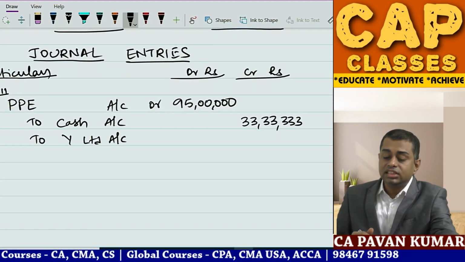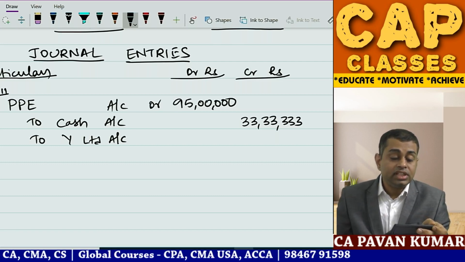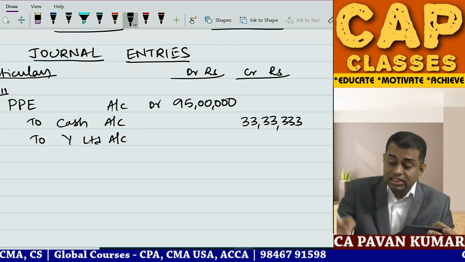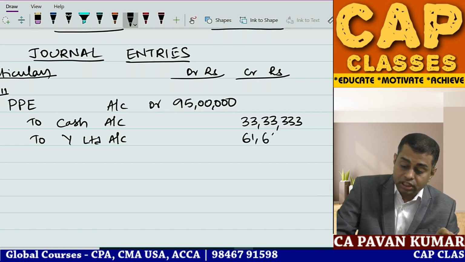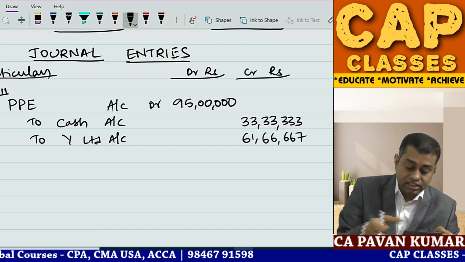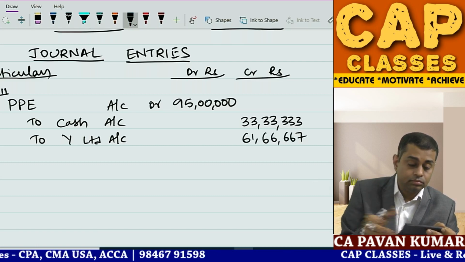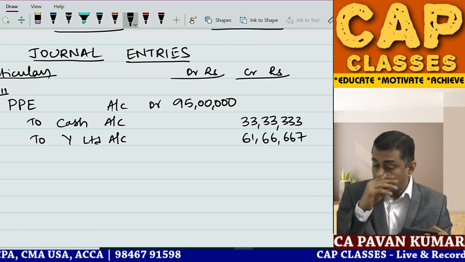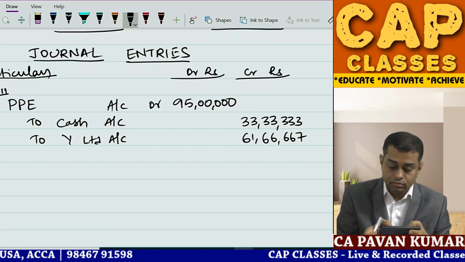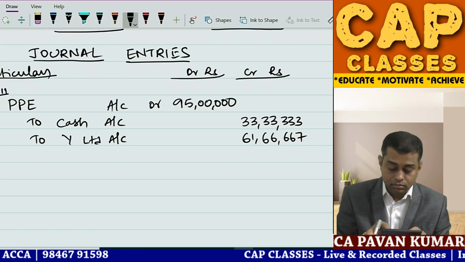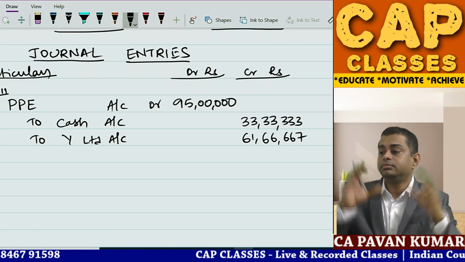This balance is the loan. 61 lakhs 66,667. Okay. That's it. This is the journal entry.